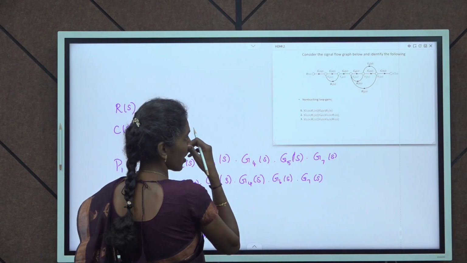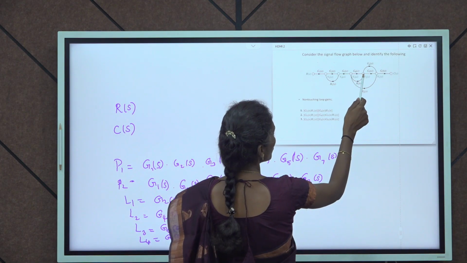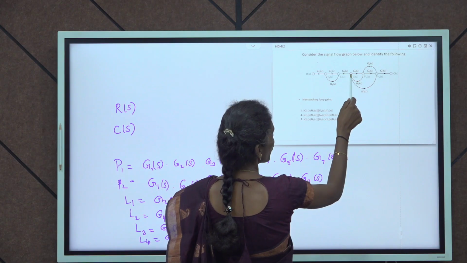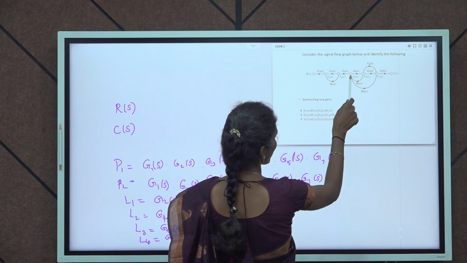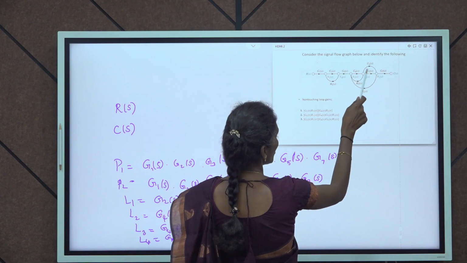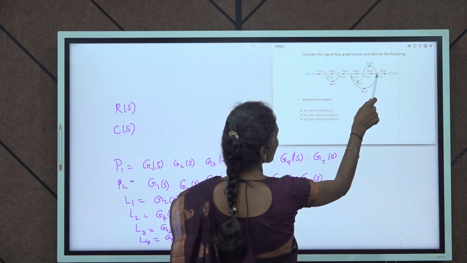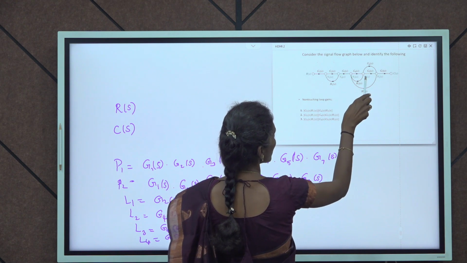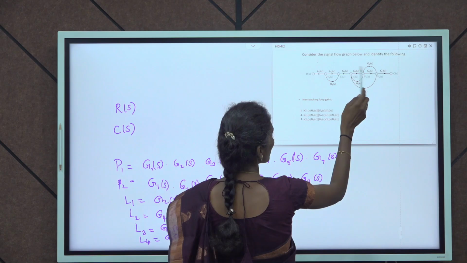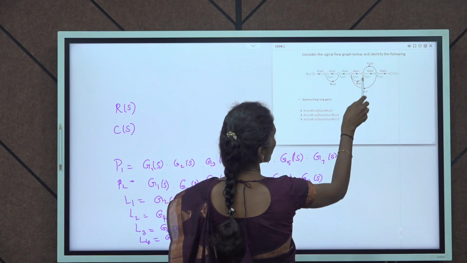Now consider about the non-touching loop. Here consider the node. For this loop, V2 node is travelled once and V3 node is travelled once. But considering the second loop, that is G4, G5, G6 and H3, the node is touching twice. So it is not admissible. This is a touching loop. Similarly for the loop 4 also, here also a node is common.